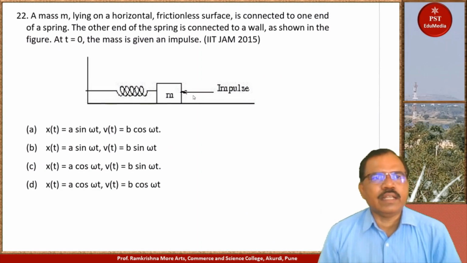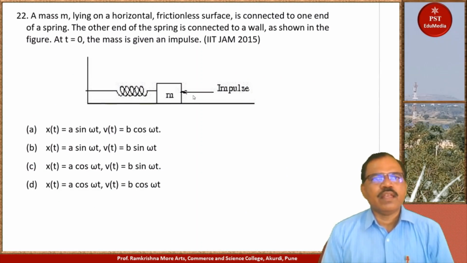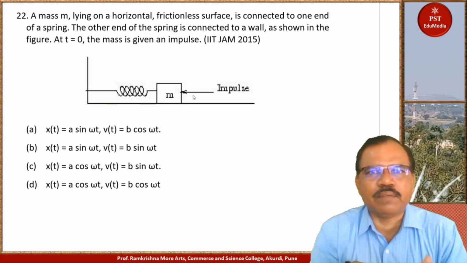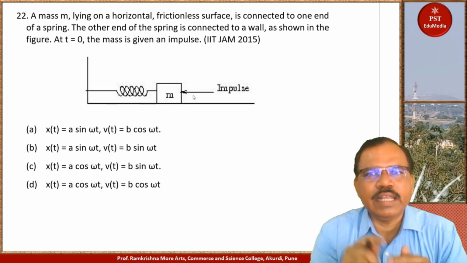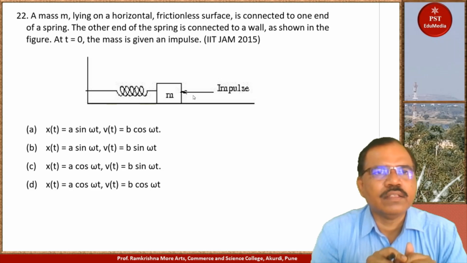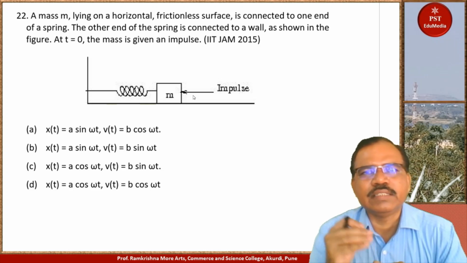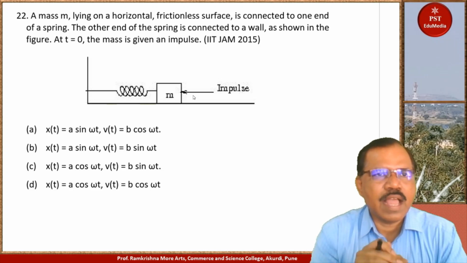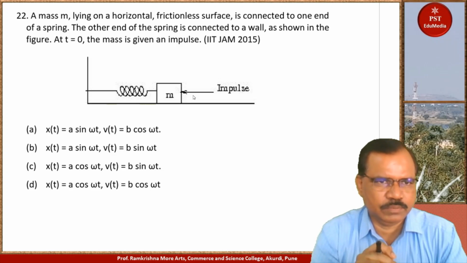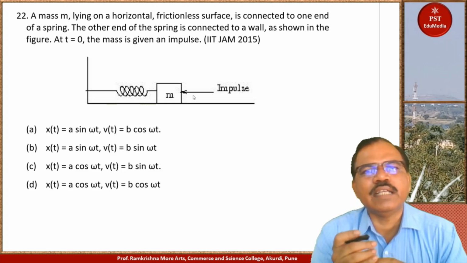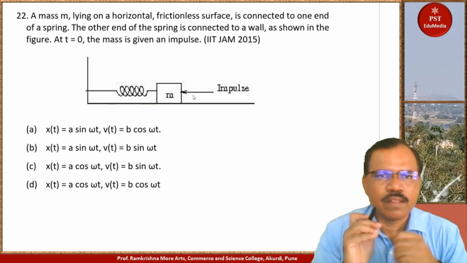Now the next one. A mass M lying on a horizontal frictionless surface is connected to one end of a spring. The other end of the spring is connected to a wall as shown in the figure. At t is equal to 0, the mass is given an impulse. Then, this was asked in IIT JAM 2015.